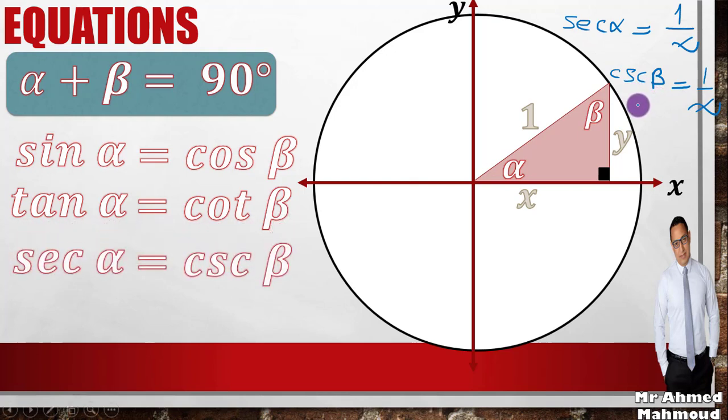Now we can conclude: if sine alpha equals cosine beta, then the sum of the two angles equals 90. If tan alpha equals cotan beta, then the sum equals 90. And if sec alpha equals cosec beta, then the sum equals 90. This is the rule that we use to solve the equation. Let's solve the first question with us.